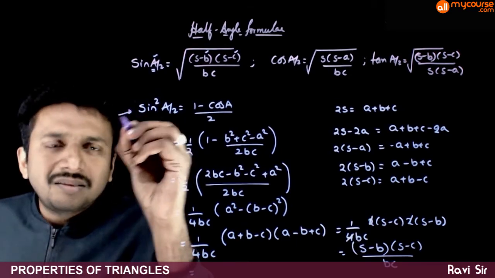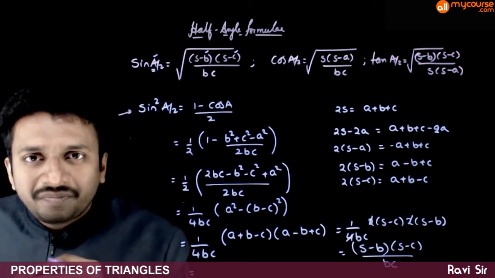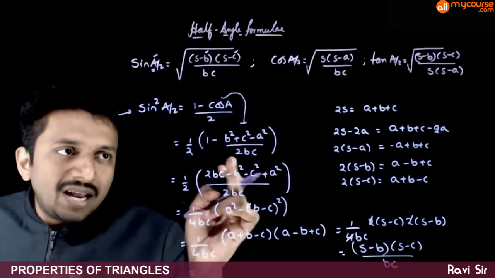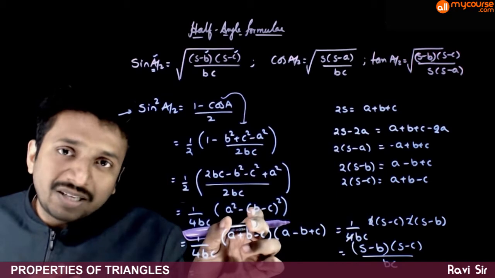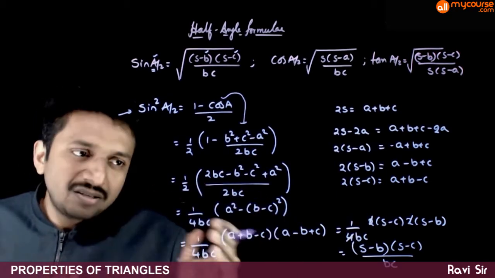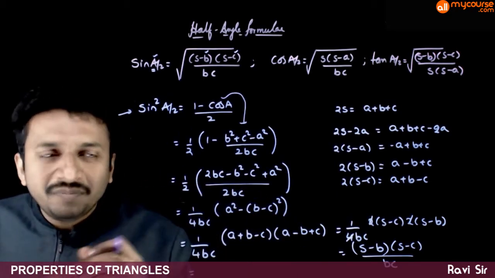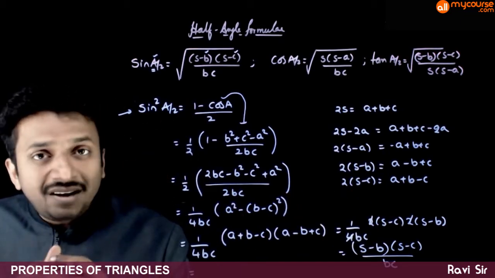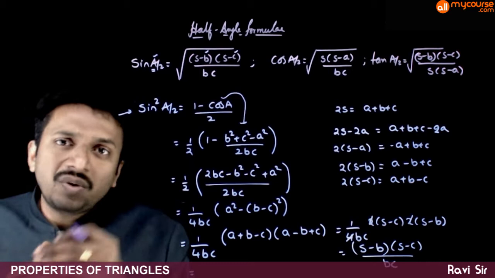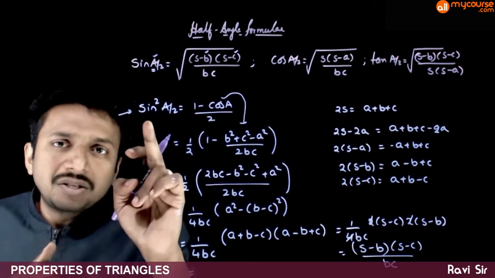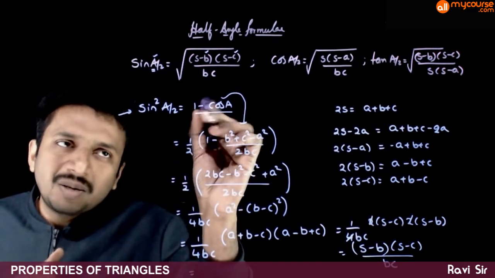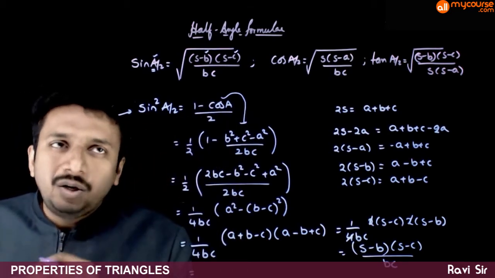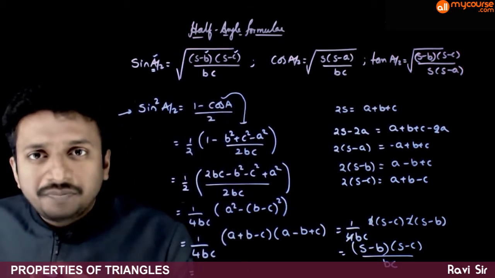So I hope this is a very straightforward derivation. We just use the cosine rule here and we took the LCM and we have expressed this as A square minus B square. So it became A plus B into A minus B, and we have gone forward to derive this. Similarly, we can derive the formula for cos square A by 2 also. So cos square A by 2 is nothing but 1 plus cos A by 2. We have just one sign difference. So let us do the derivation for cos A by 2 also.